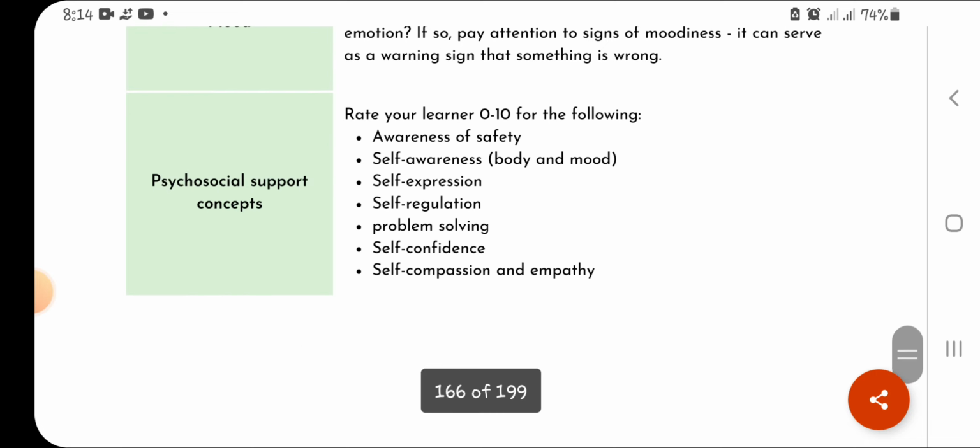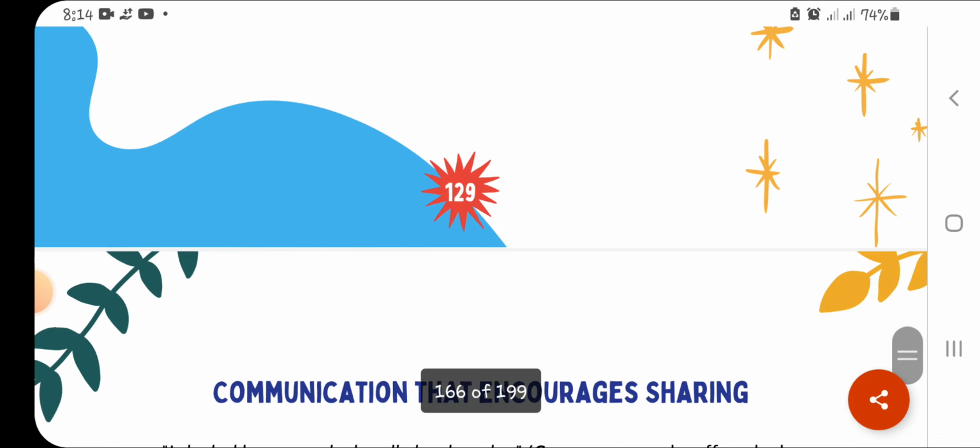So, also, we have to look out for the psychosocial support concepts. Remember that we have to rate our learners for the following. So, itong 7S, i-rate natin yung awareness niya for safety, self-awareness niya, yung self-expression niya, self-regulation, problem-solving, self-confidence, and self-compassion and empathy. Okay, so ikaw mismo mag-rate sa kanila, kumusta naman kaya sila.